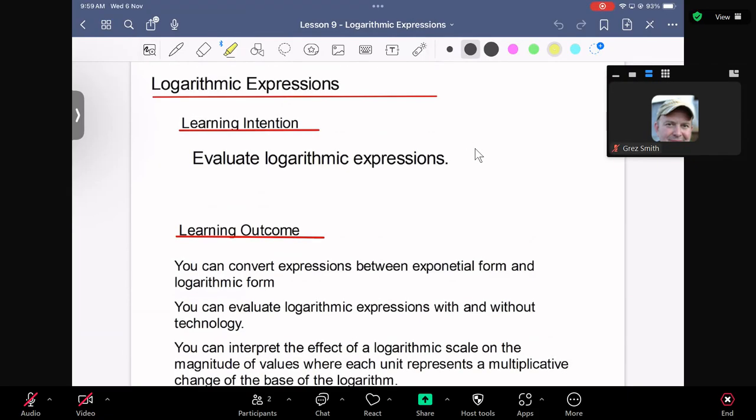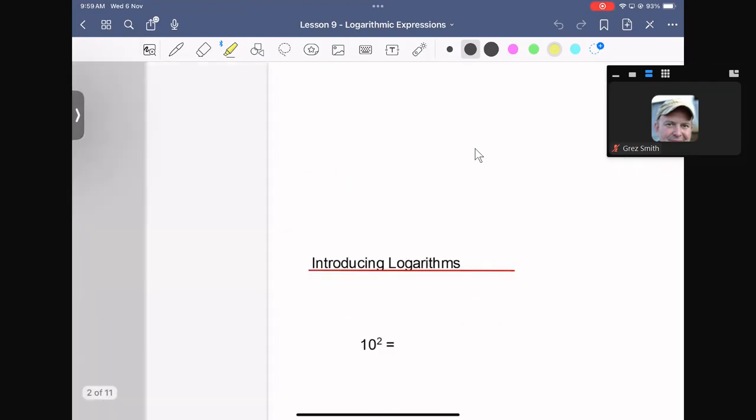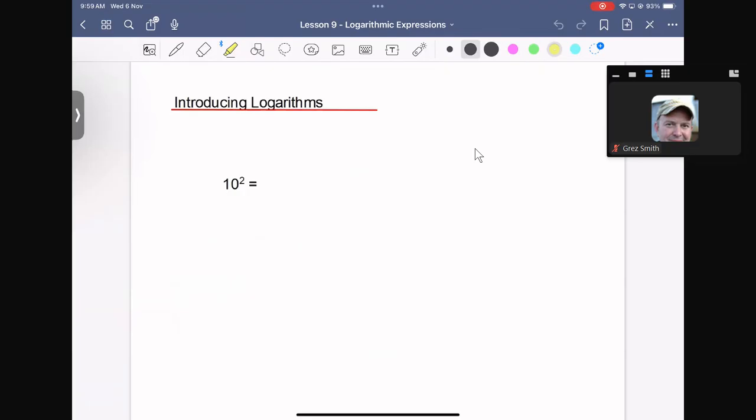All right, today's lesson we are going to look at logarithmic expressions. Our goal today is to evaluate logarithmic expressions, convert between different forms, and we're also going to look at logarithmic scales. So it's a new topic. Let's just recap. In your previous course, you should have been introduced to logarithms. It's a prerequisite before starting this course. I figure some of you will be a little bit off on that one, so I'll give you a quick introduction.